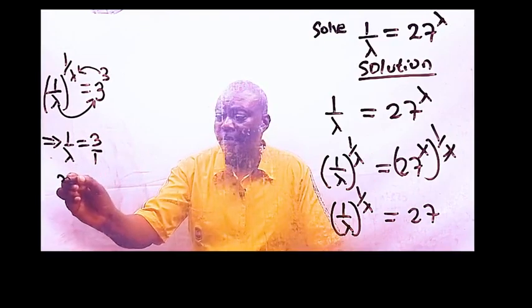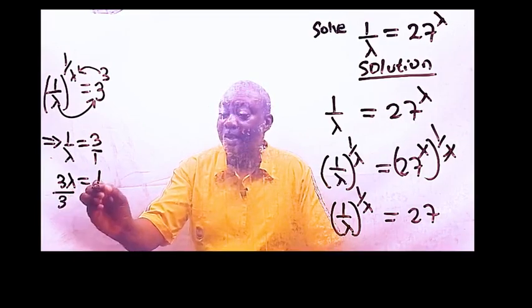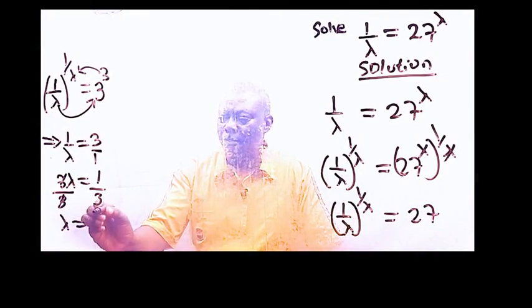This time you see you have 3 lambda will be equal to 1. So divide by 3 to get lambda. This and this cancel. That means lambda will be equal to 1 over 3.